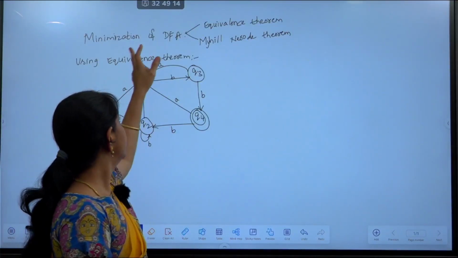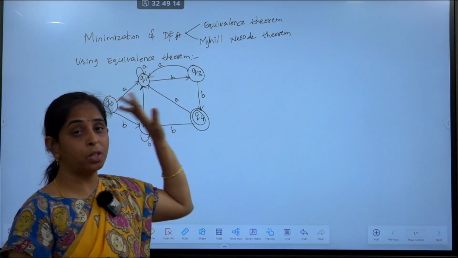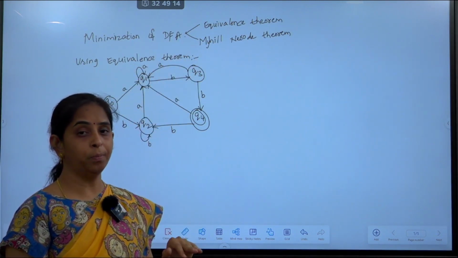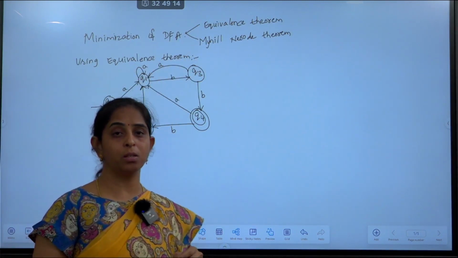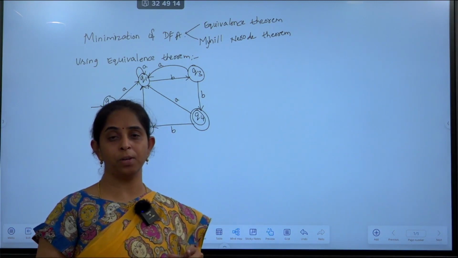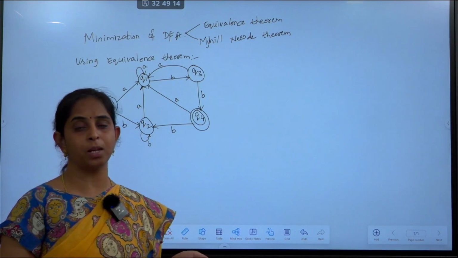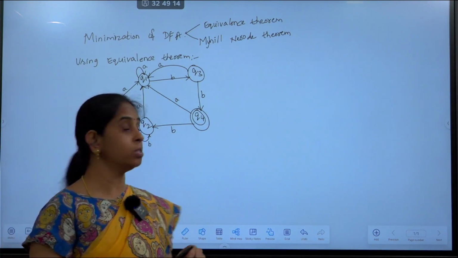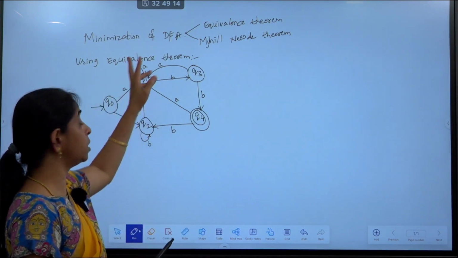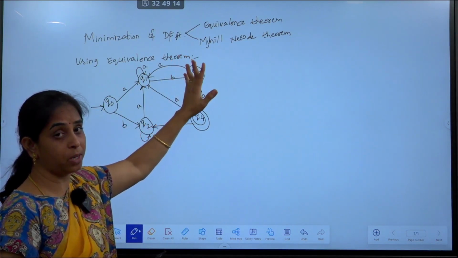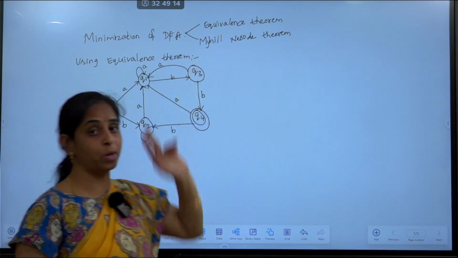So now we will discuss the minimization of deterministic finite automata. Up to now we have discussed epsilon NFA to the NFA, NFA to the DFA, and directly from epsilon NFA to the DFA in the last sessions. In this session we will discuss the minimization of deterministic finite automata using two ways.